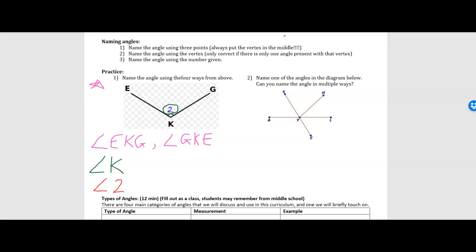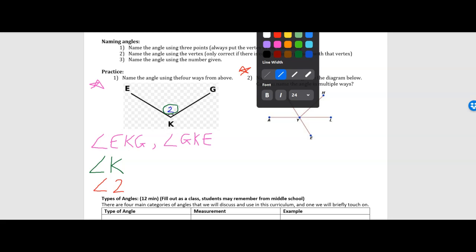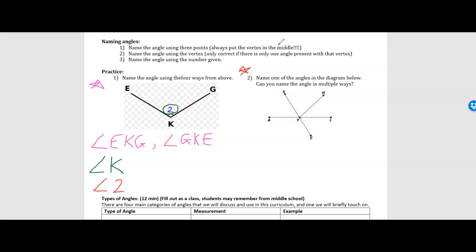So those are 3 different ways of naming an angle. All are correct. Sometimes you may only have the option of using one of these ways because they only provide you with enough information to use one method over another. What I want you to do is look at number 2, and I'm going to trace an angle, and that's the angle you all are going to try to name in as many different ways as possible. So name this angle right here in as many different ways as you can. Hopefully pause the video, take some time to do that, and then come back.